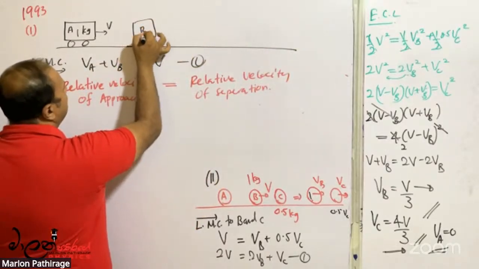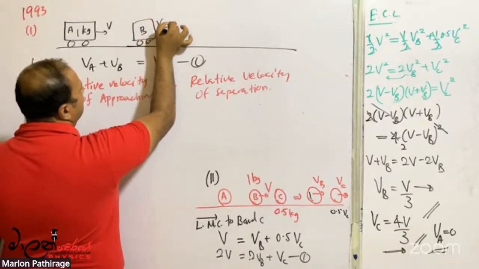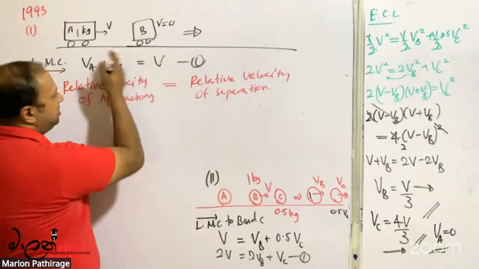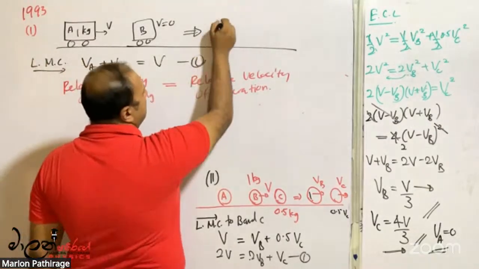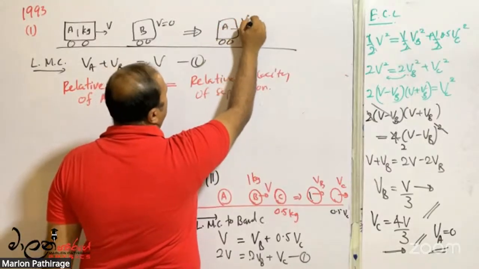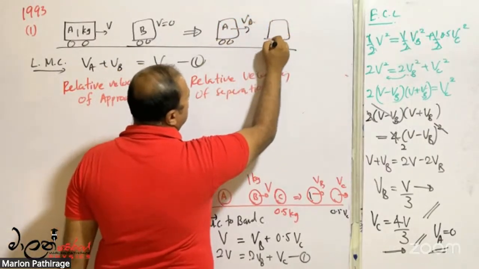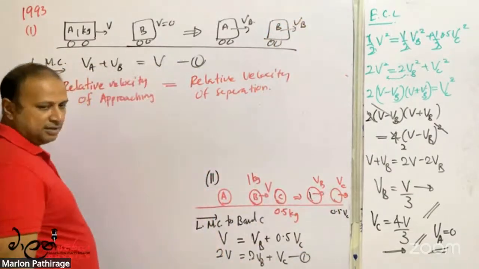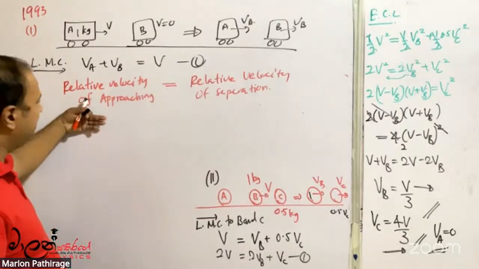This is B. This is just before collision. Then this is just after collision. A, B.